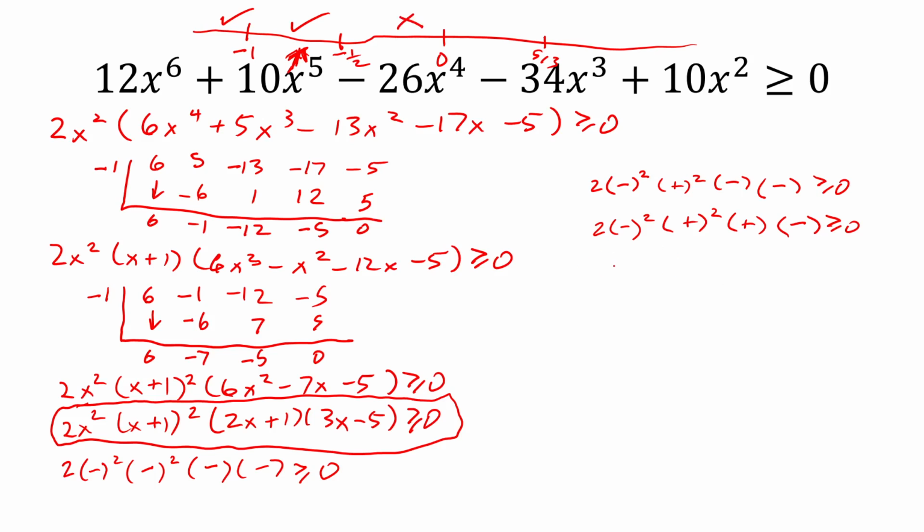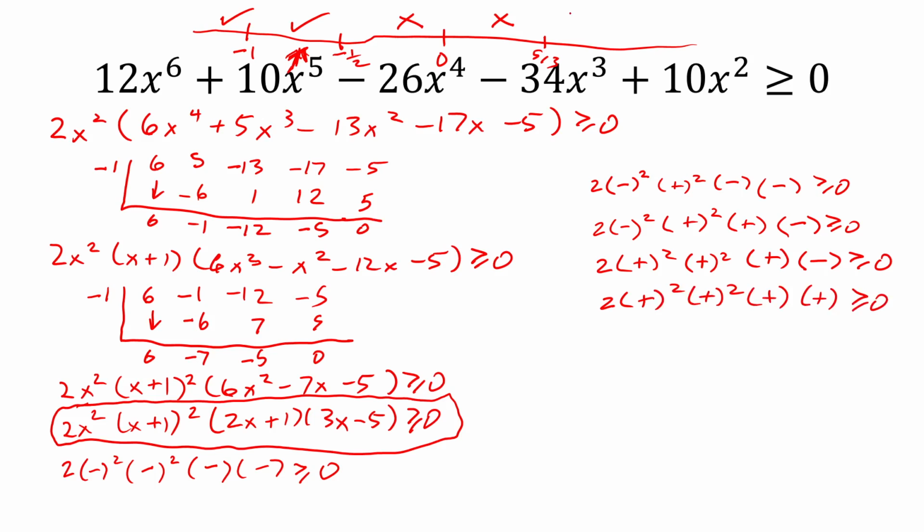Now we let x be a number in between 0 and 5/3. Perhaps we let x be the number 1. Okay, well now all of our factors are positive except for that 3x minus 5 on the end. That stays negative. So is this 2 times a positive squared times a positive squared times a positive times a negative greater than or equal to 0? No, it is not. And finally, when we let x be a number greater than 5/3, we get all positive factors. And when we multiply those, we do get something greater than or equal to 0.